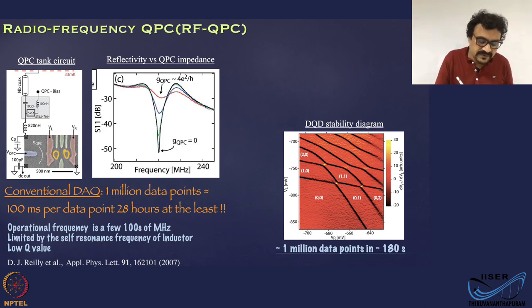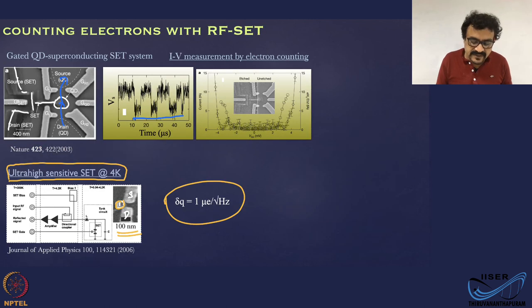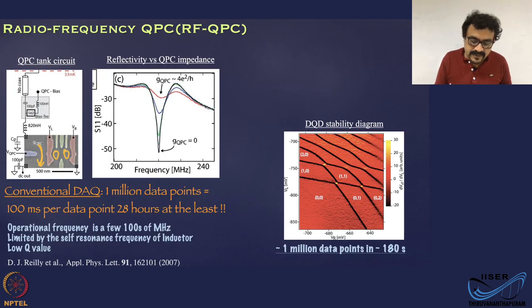You have two quantum dots. When you energize the gates, then you have a quantum point contact, and this quantum point contact is connected to a tank circuit and you are observing the reflected signal. And the resonance for this tank circuit is around 230 megahertz. It's not in gigahertz. And you can see, as a function of the device impedance, the reflectivity of the tank circuit is changing.